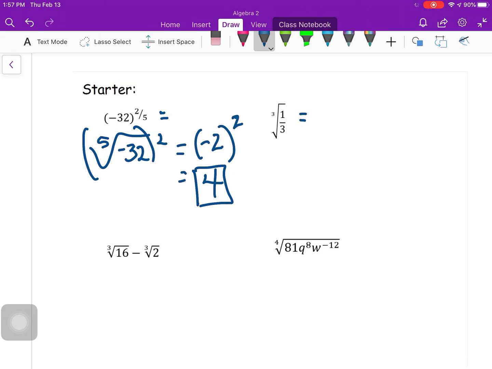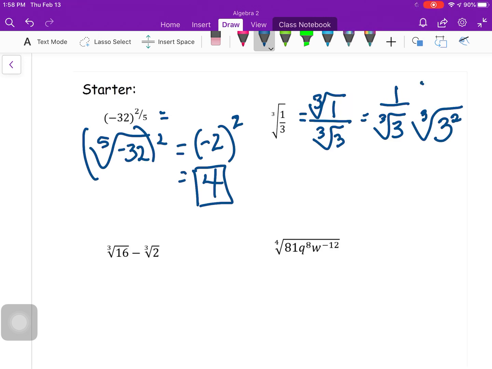The cube root of 1/3. 1 does not divide 3, so I split it into 2. Cube root of 1 over cube root of 3, which is 1 over the cube root of 3. So I must rationalize the denominator. Multiply by 2 more cube root of 3's. So in the numerator, I have the cube root of 9 over 3.